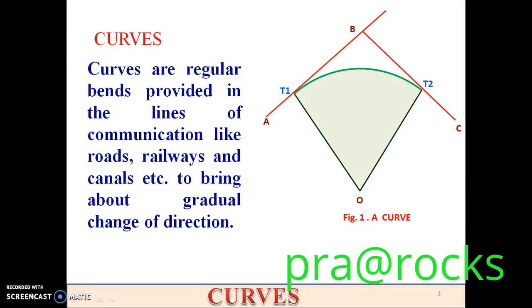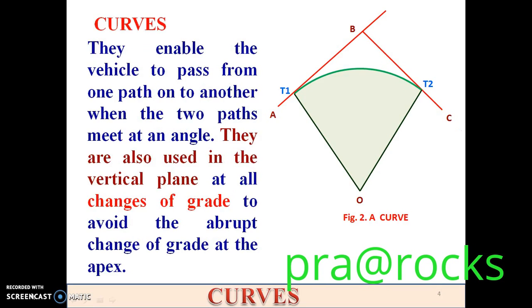Now coming to curves, as it is shown in this figure, these curves are actually bends. These are provided in the lines of communication like roads, railways, canals, etc. in order to bring about the gradual change of direction. These curves will enable the vehicle to pass from one path on to another when two paths meet at an angle. They are also used in the vertical plane at all changes of grades to avoid the abrupt change of grade at the apex.